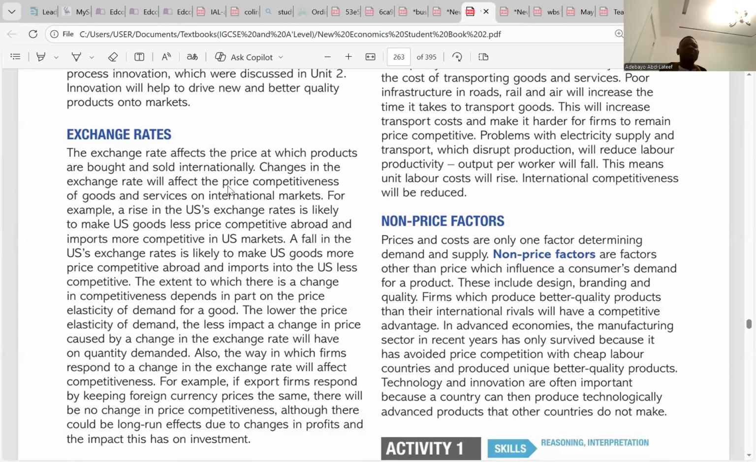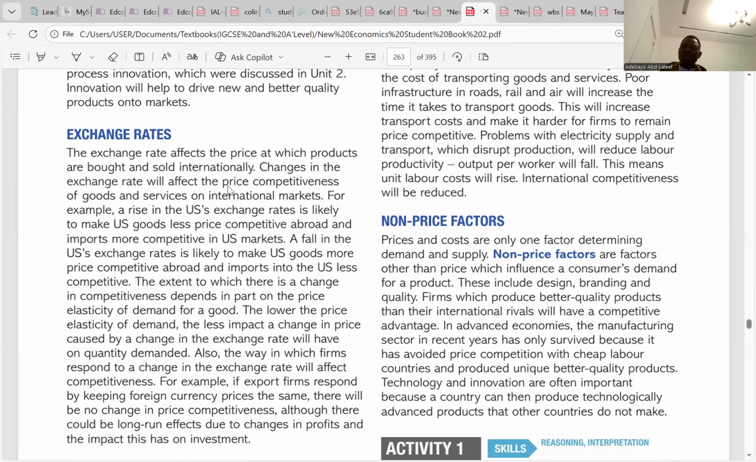The exchange rate affects the price at which products are bought and sold internationally. Changes in the exchange rate will affect the price competitiveness of goods and services on international markets. For example, a rise in the US exchange rate is likely to make US goods less price competitive abroad and imports more competitive in US markets. A fall in the US exchange rate is likely to make US goods more price competitive abroad and imports into the US less competitive. So I'm going to talk about that anyway.